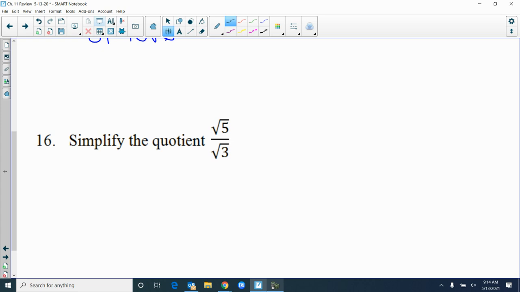What do we gotta do here? What do we have to do to finish this problem? We gotta get rid of the radical in the denominator. This is where we multiply the top and bottom by square root of 3. Okay, now that gives us square root of 15. And what is square root of 3 times square root of 3? 3. So that's the only thing you gotta do on that one.